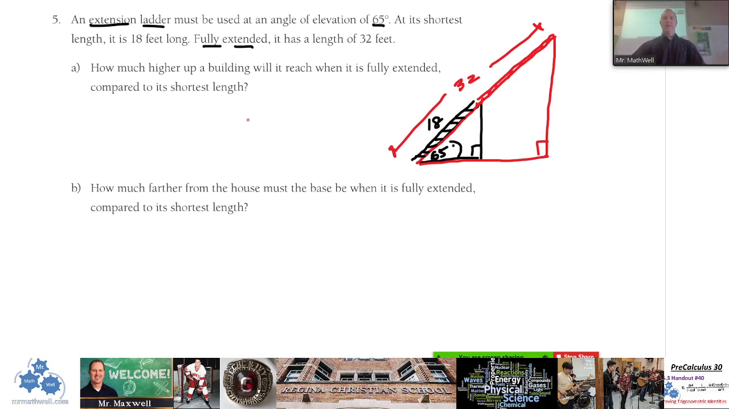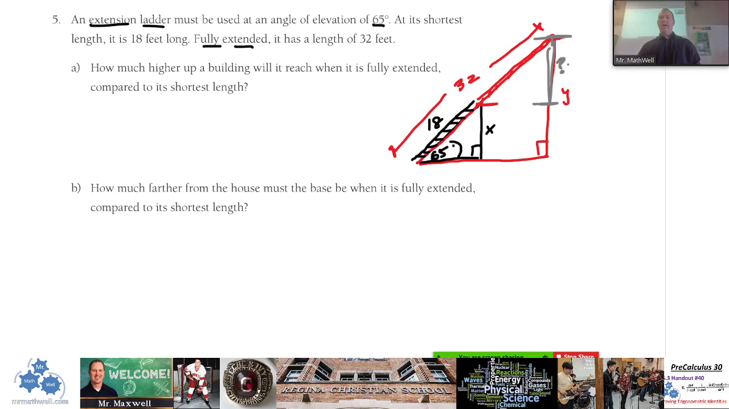Okay, so how much higher up the building will it reach when it's fully extended? So we need to know what this height is, and I guess I need to know what this height is up the building. I'll just label it X and Y. And then I need to find the difference between this height, right about here, and this height. So this is what I'm after right here. That's the question. See that? The difference. So I simply need to view this as two triangles, and to solve for both of these sides opposite to angle 65 and find the difference.